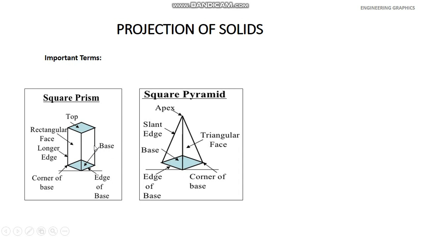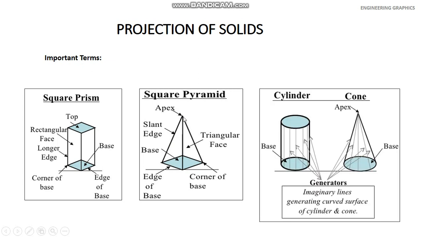In case of square pyramid, this is a base, these are the corners of the base, and this is the side of the base or the edge of the base, whereas this is the slant edge, and this top point is apex. In case of cylinder and cone, we have the imaginary lines which are called generators because these lines are used to generate the curved surface.